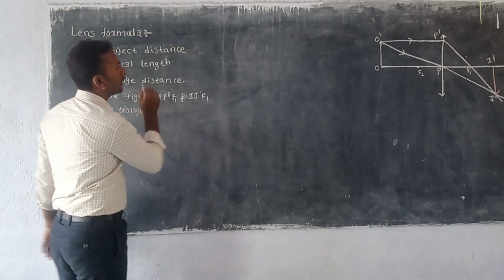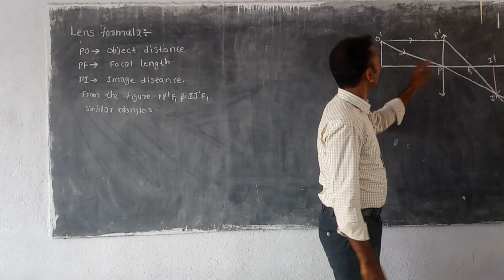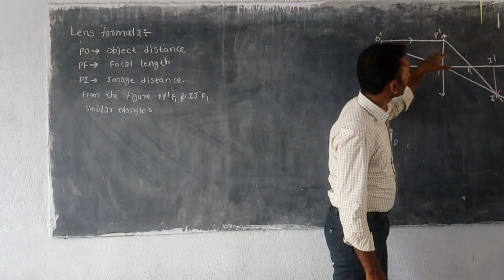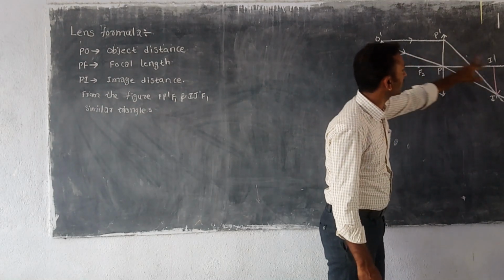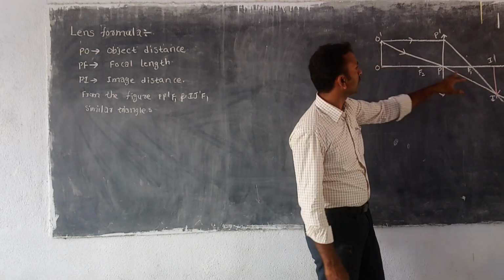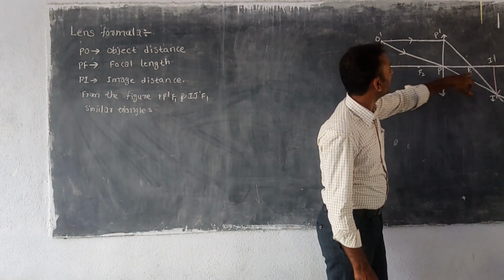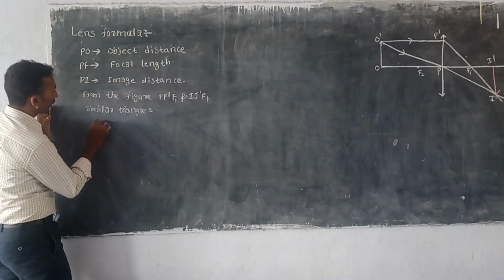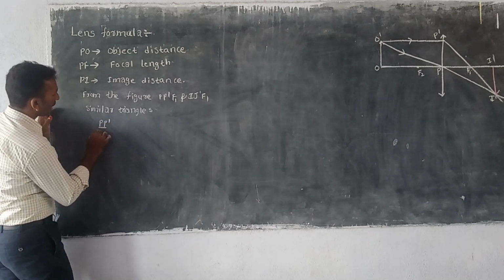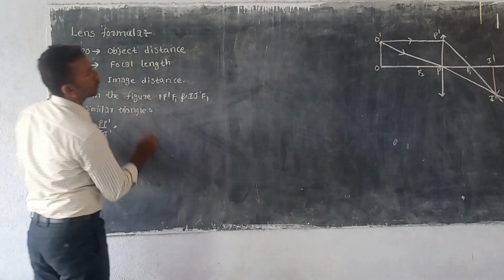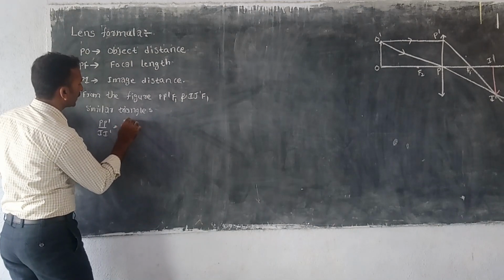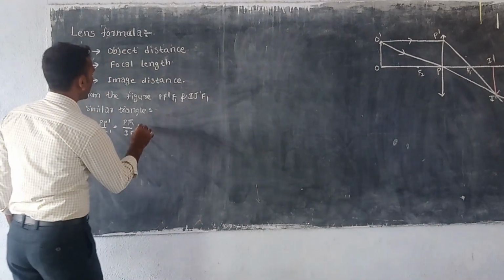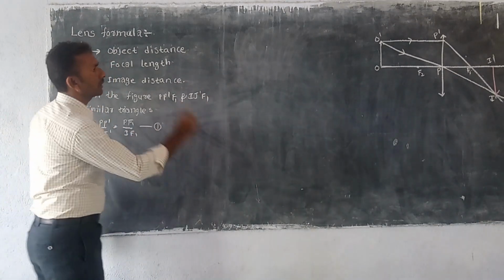So we can write the size ratio: P dash F1 and I dash F1. So we can write P dash by I dash, and another ratio F1 by F1. So what are the ratios? P dash by I dash equals F1 by F1. This is equation 1.